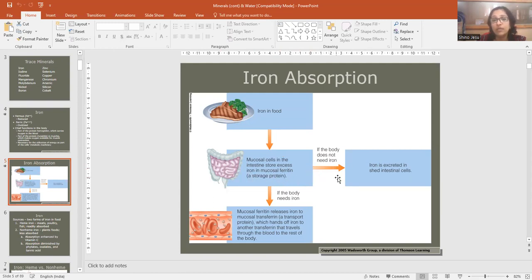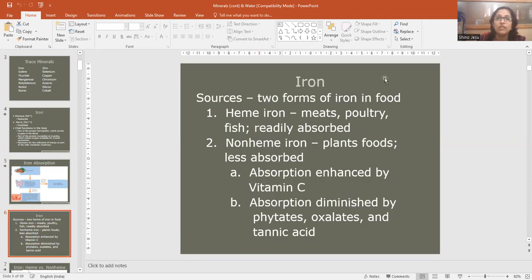If the body does not need iron, it is excreted in the sweat and in the sloughed cells. If the body needs iron, the mucosal cells release iron to the transport protein transferrin, which travels through the blood to the rest of the body. So there are two forms of iron in food. There is heme iron from meat, poultry, and fish, which is readily absorbed. The other is non-heme iron, which includes plant foods, which is less absorbed.